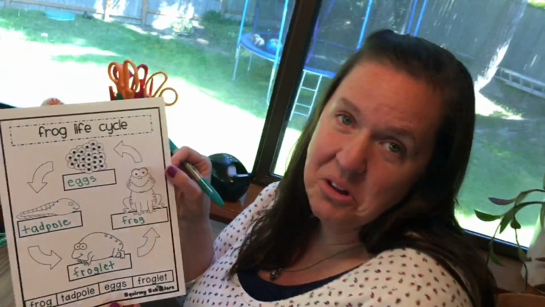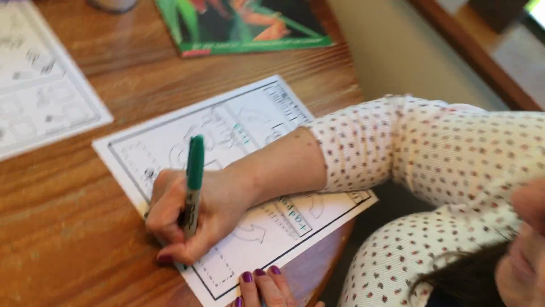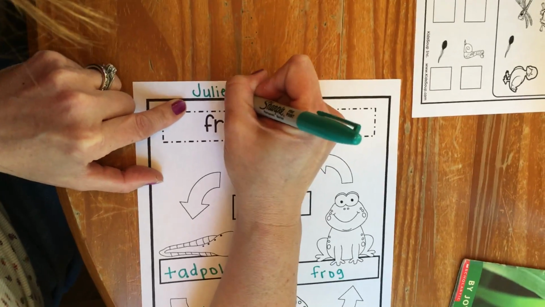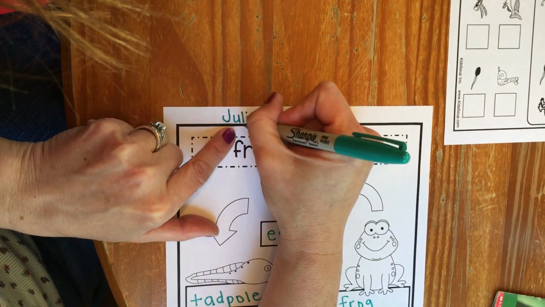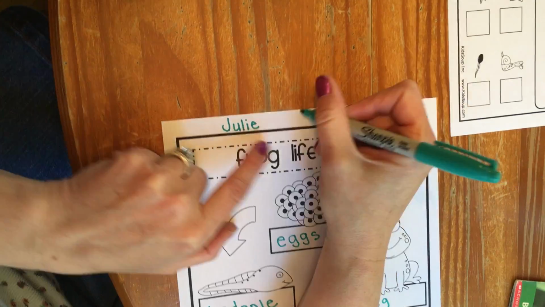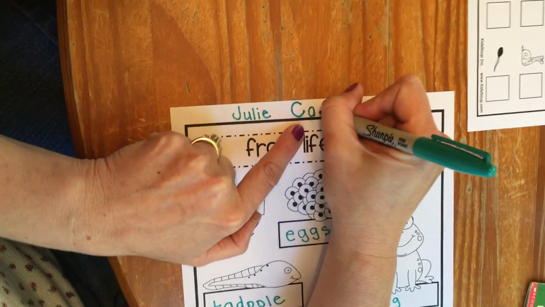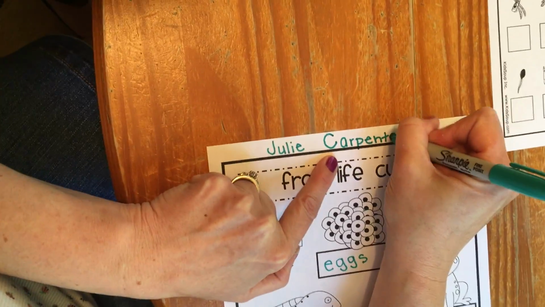I can color it if I want. I can just color the arrows if you want. But I do need to remember my name. I'm going to practice my first and last name, uppercase J, U-L-I-E. That spells Julie. Notice my U-L-I-E are all lowercase, just like your name should be. Capital C for Carpenter. Now I'm going to write my last name. All right, so we are done with this one.